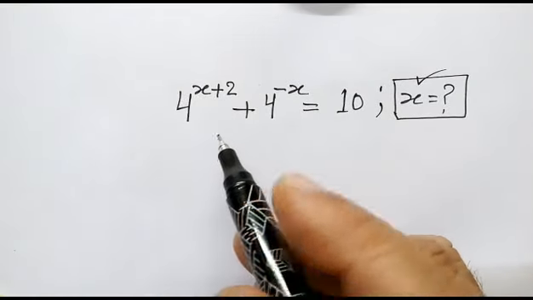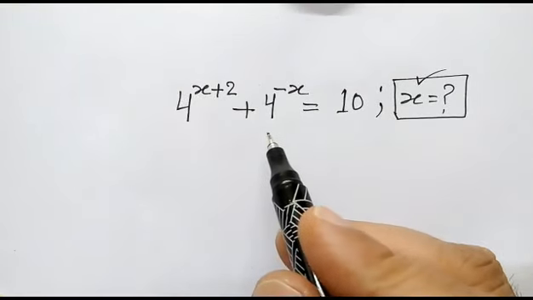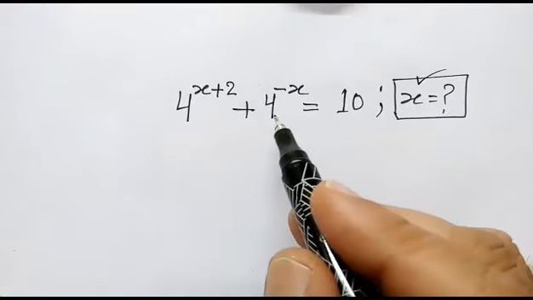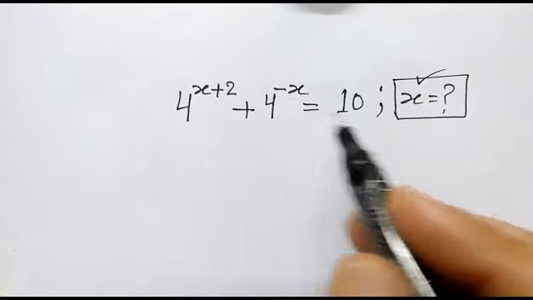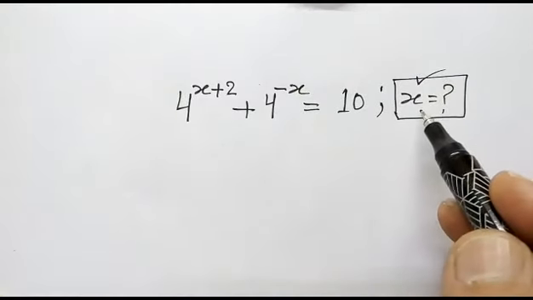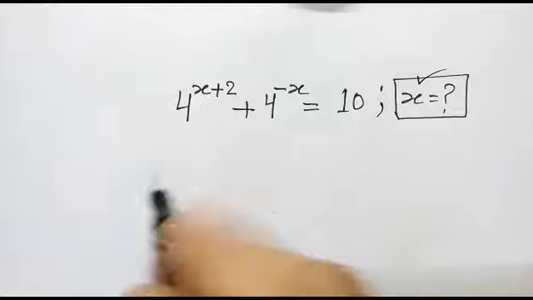Hi friends, we have to solve this exponential equation: 4^(x+2) + 4^(-x) = 10. So we have to find the value of x. Okay, so let's start.